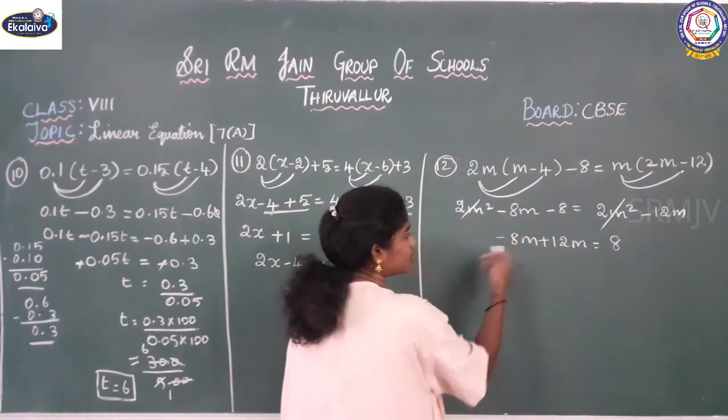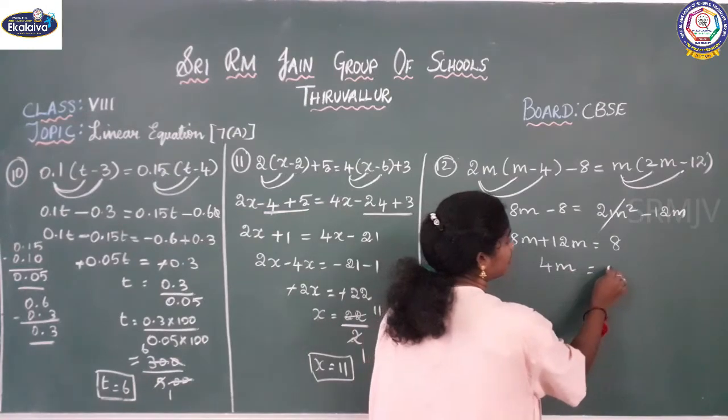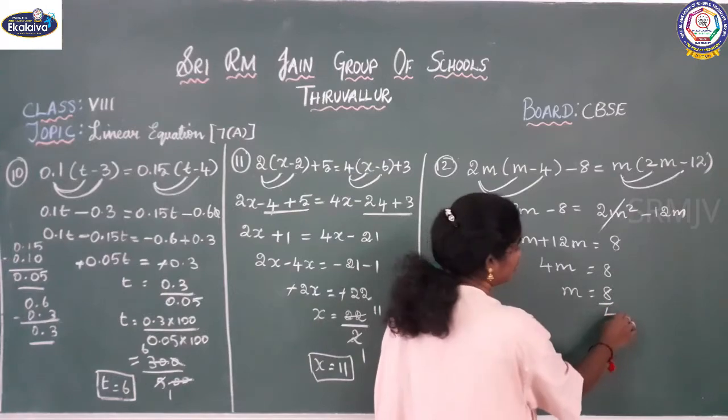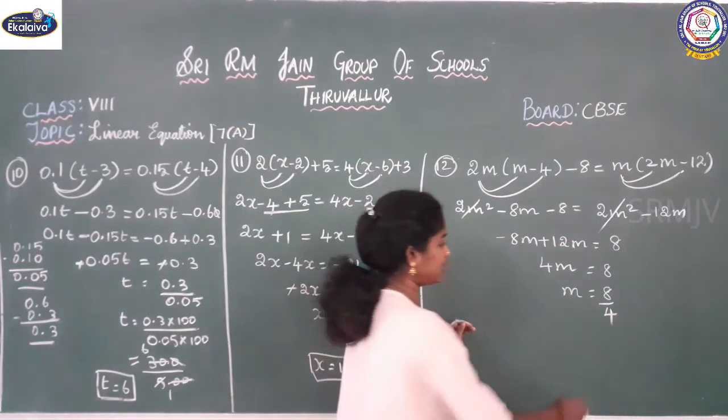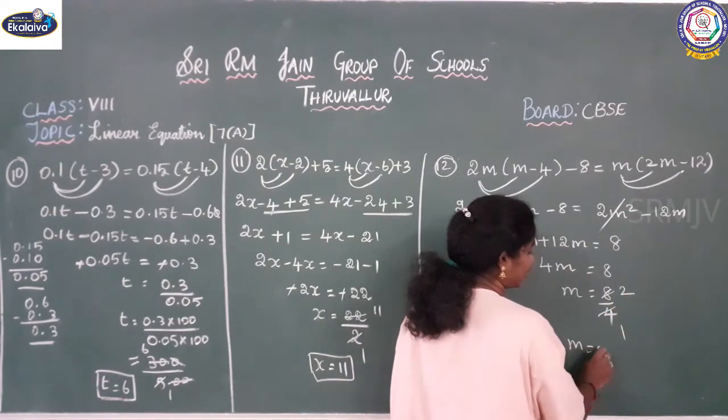Okay. So what is 12m minus 8m? 4m is equal to 8. So m is equal to 8 by 4. Okay. So 4 ones are 4, 4 twos are 8. m is equal to 2.